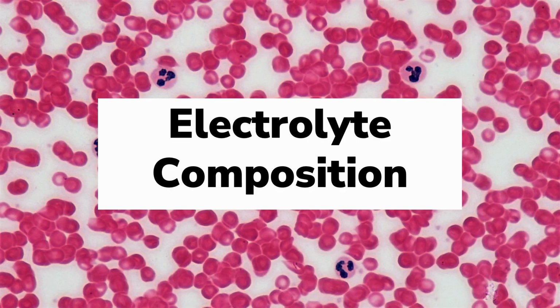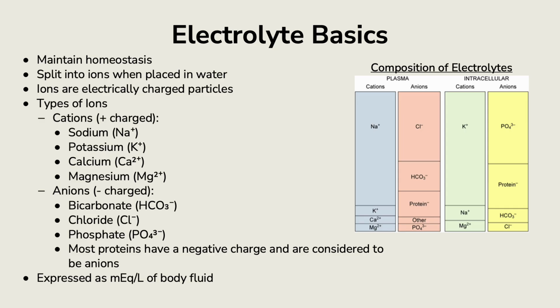Let's talk about electrolyte composition now. We have a lot of different electrolytes in our body, right? What are these electrolytes? They're basically substances that separate into electrically charged particles called ions when dissolved in water. And why are we worried about being dissolved in water? Because of body water, the fluid in our body. They get dissolved in the body water and they have electrical charges.